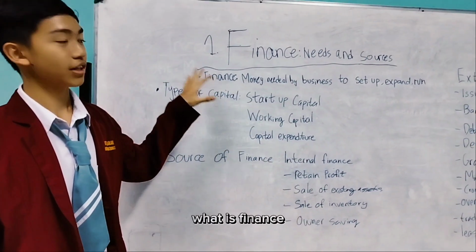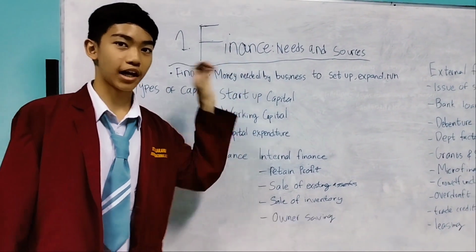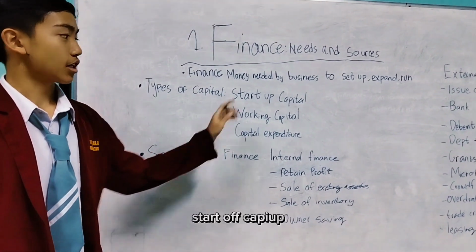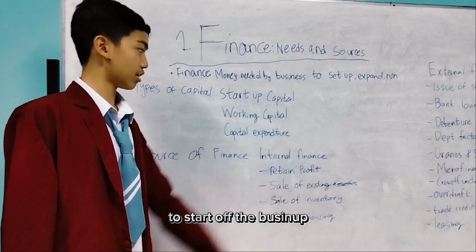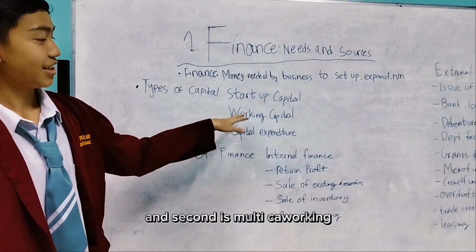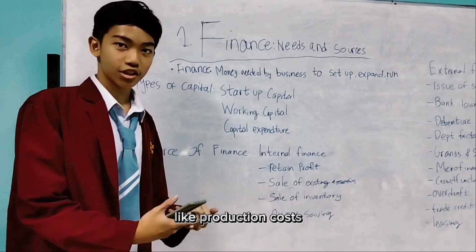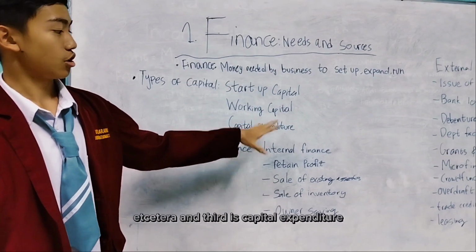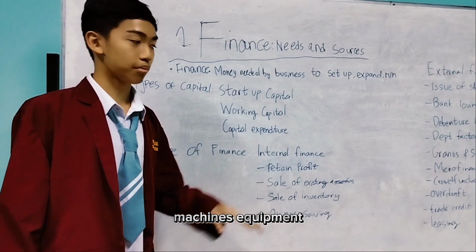So first of all, what is finance? Finance is money needed by the business to set up, expand and run the business. There are three types of capital. Startup capital, which is the money needed by the business to start up the business. Second is working capital, which is money needed to run the business, like production costs, maintenance costs, etc. Third is capital expenditure, which is money needed to expand the business, like the land, machines, equipment, etc.